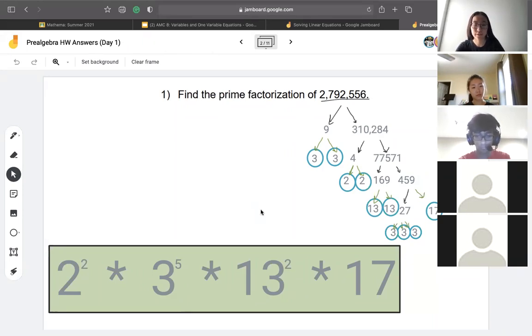Okay, so let's check our math. 2 times 2 times 3 times 3 times. I'm not sure what you mean by add up. Like if you try multiplying this out, 2 times 2 times 3 times 3 times all of these numbers, then it does get you back to that original number, which means it is the correct prime factorization.